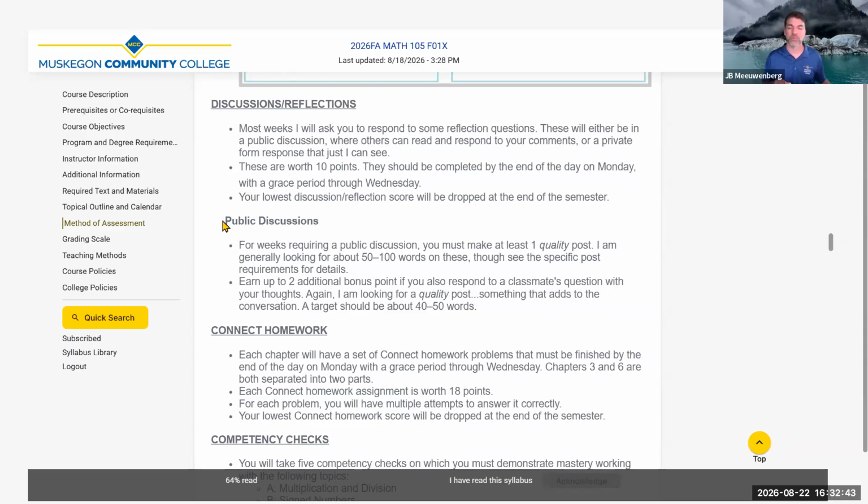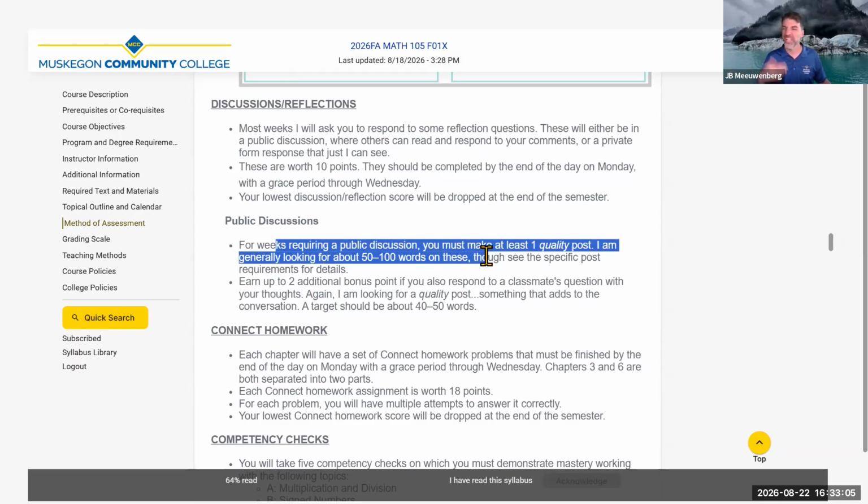The public discussions are more like discussion boards that you are probably familiar with if you've ever done an online class before. It's where you can comment and other people can comment on your work. All those things are worth 10 points. And for the public ones, there's an incentive for extra credit to earn some bonus points for responding to others.